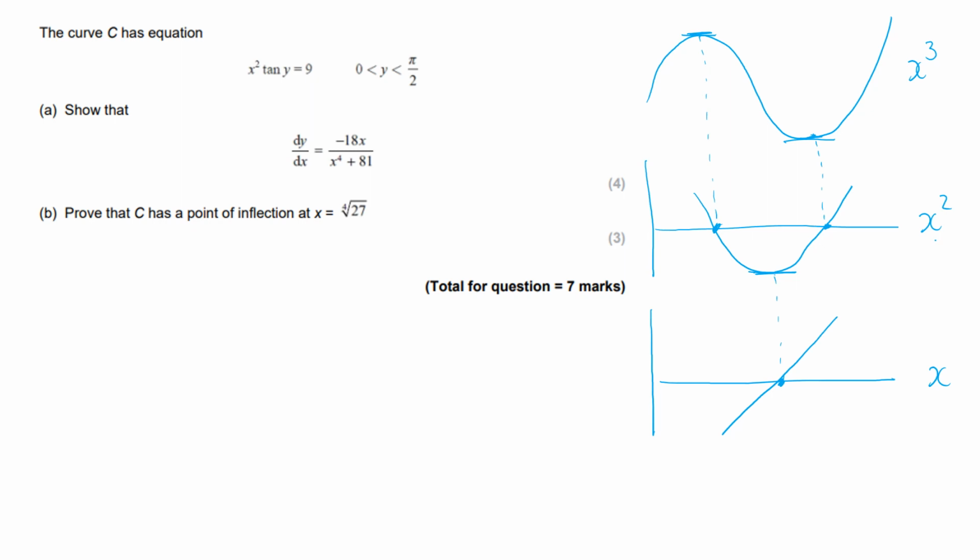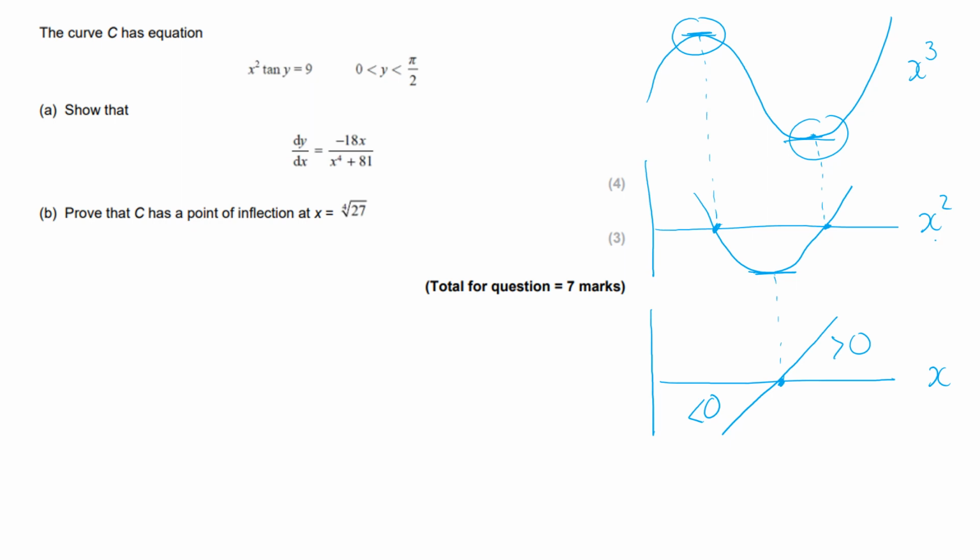So where the cubic has a max, the second derivative is less than 0 because it's below the x-axis. When the cubic has a min, the second derivative is above 0. Now, where is the point of inflection? The point of inflection is where the gradient goes from slowing down to start speeding up.